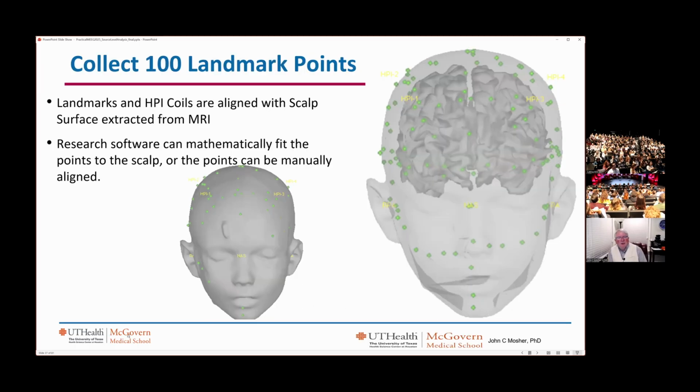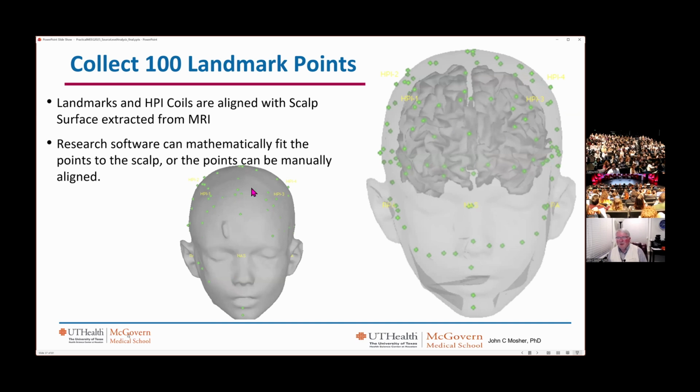But the real goal is to get the landmarks of the scalp, because once you have the landmarks of the scalp and you know where the EEG electrodes are, and you know where the fiducials are, nasion, preauriculars, then you can do a fit of the cap. In the research software, in Brainstorm and MNE, I'm not too familiar with the other ones, there's a button you can click, and you take all those points you collect by the system and fit them to the scalp of your MRI.